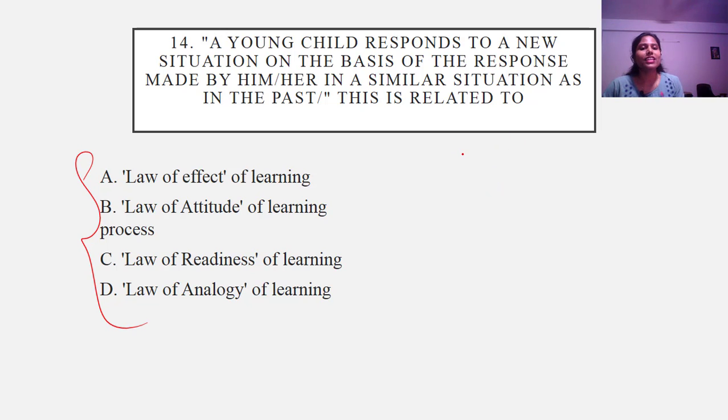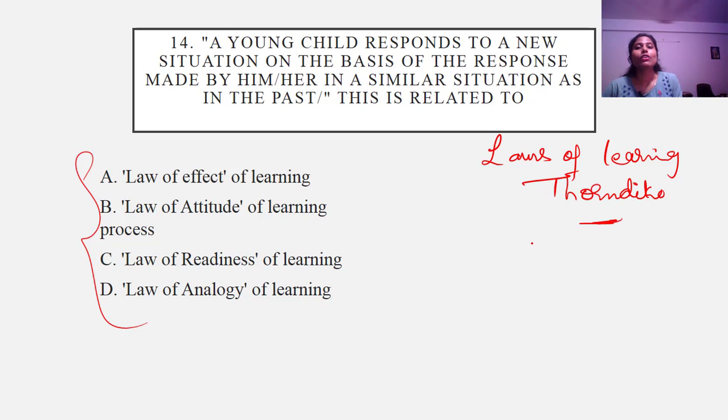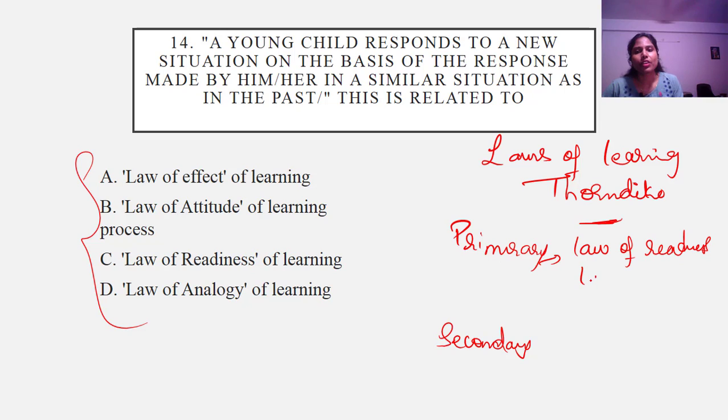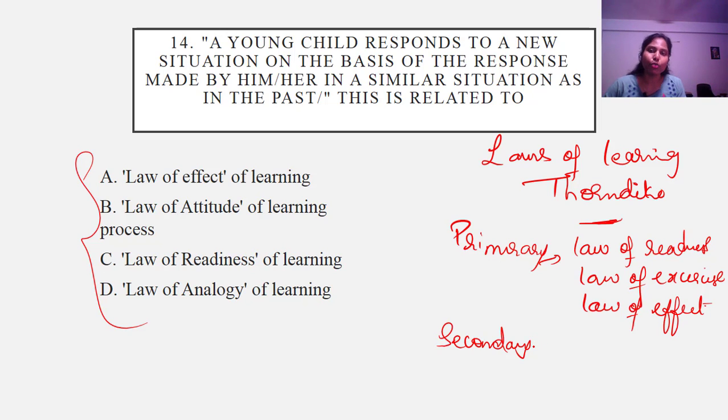Okay, so these are actually the laws of learning, which were given by Thorndike. He proposed a few laws regarding how learning actually happens. He said that it happens in two different formats, primary and secondary. In the primary, a few laws are covered. They are law of readiness, law of exercise, and law of effect.